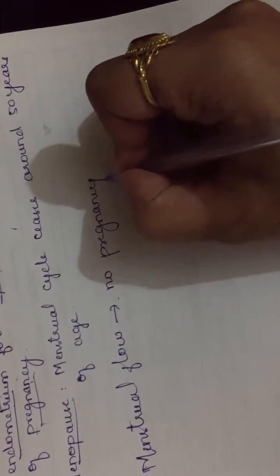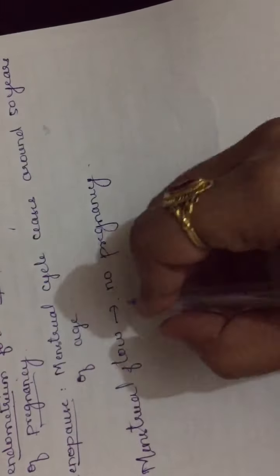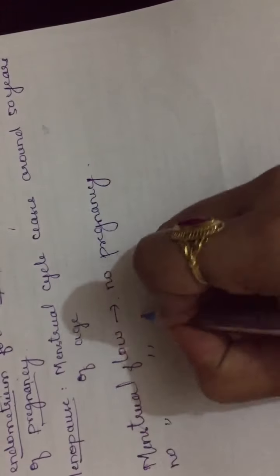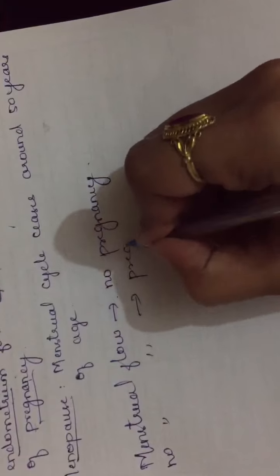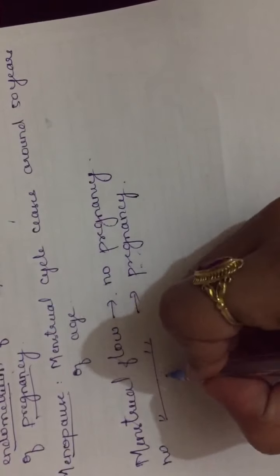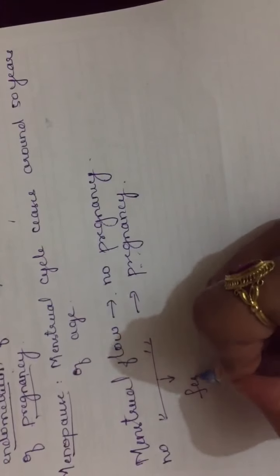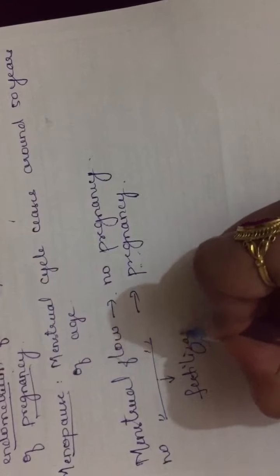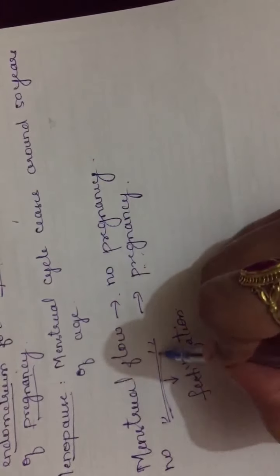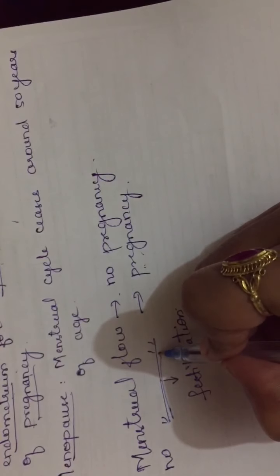If there is no menstrual flow, then there are chances of pregnancy. Okay, when the menstrual cycle is getting skipped for 1 month, for the first month, then there are chances of pregnancy. But when this menstrual flow does not take place, if fertilization took place, fertilization is what? The sperm and ova, when they meet together and get fertilized, then menstrual flow does not take place, which means the menstrual cycle will get stopped.